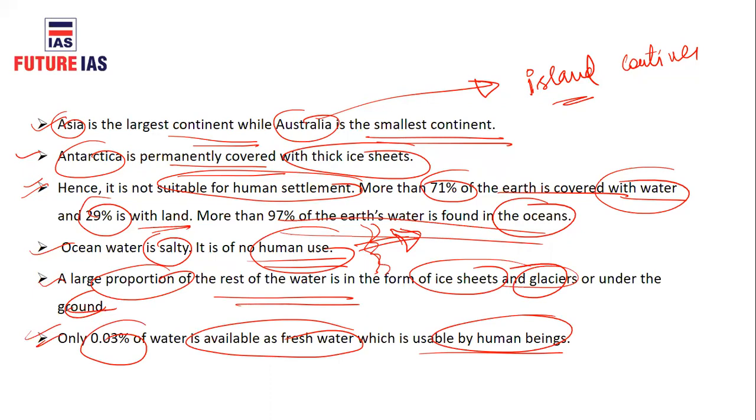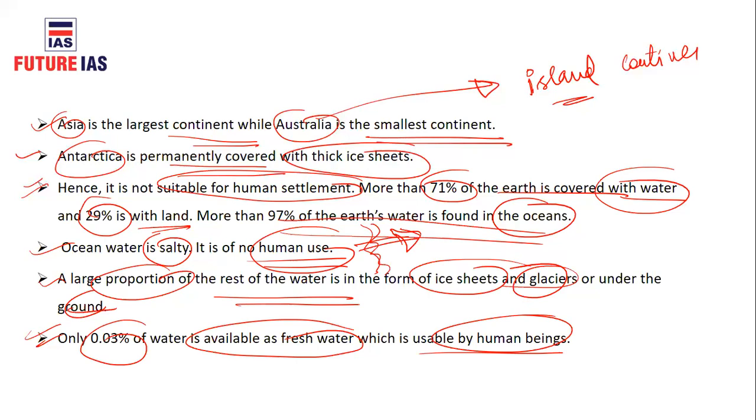So you can think of this fresh water as being in the form of lakes, rivers, and ponds. This is the only water, amounting to 0.003% of all water, which is basically there in the form of what is also called fresh water.